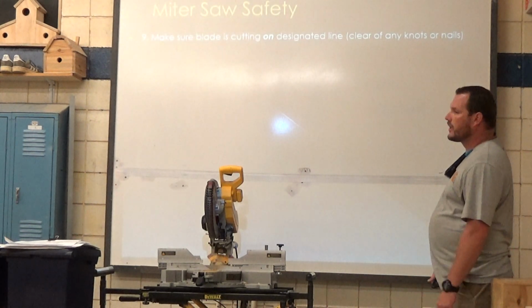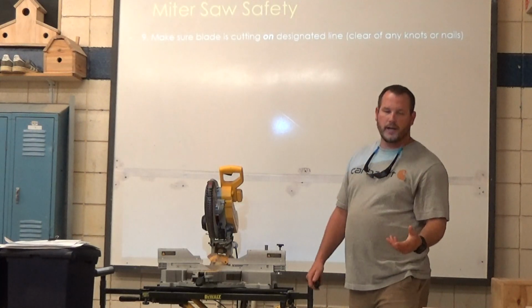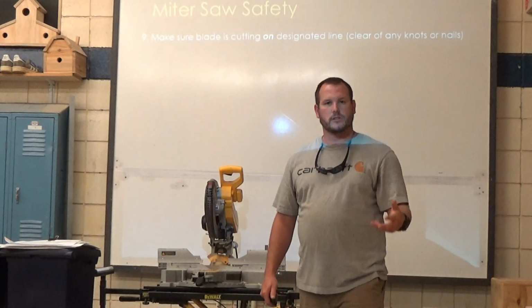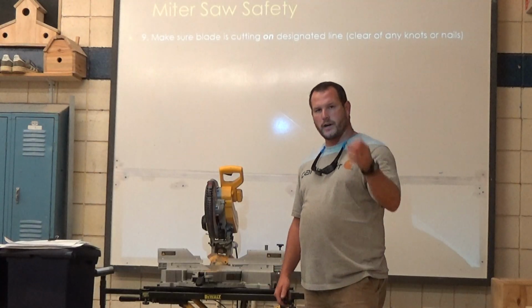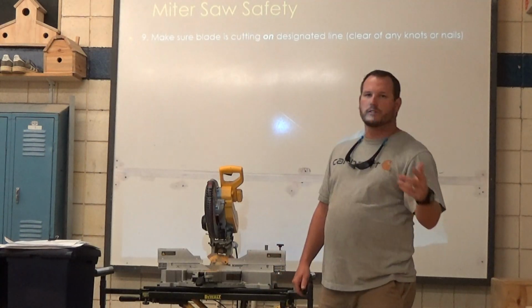Clear of any knots and nails. So you can actually cut through knots. You need to do it slowly. Knots are hard spots in the wood where a limb was on the tree. So just cut through those slowly.